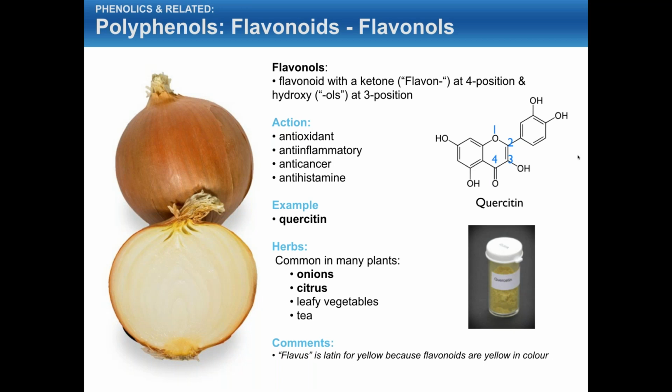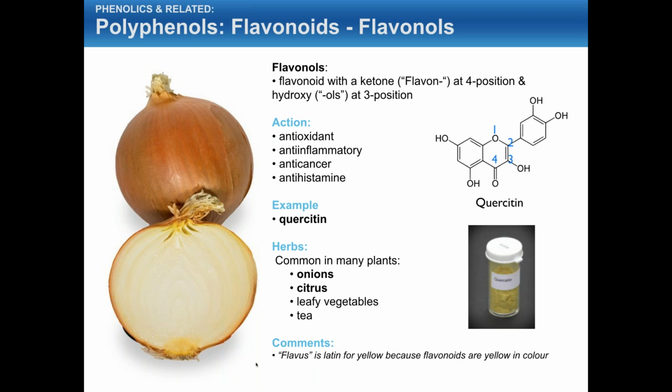And please appreciate that quercetin is one of the most commonly found flavanols, okay? Onions are rich in it. So when you look at the picture of the onion on the left, that nice yellow color that you see in onions is associated with quercetin. But it's also found in tea. Now, tea has other bioflavonoids in there that are beneficial, in particular catechins. But quercetin will be in there as well. Leafy vegetables are going to have it. Citrus will have this as well as some of the other ones we discussed already.